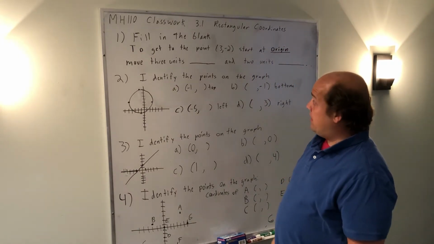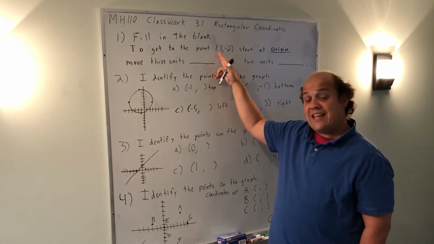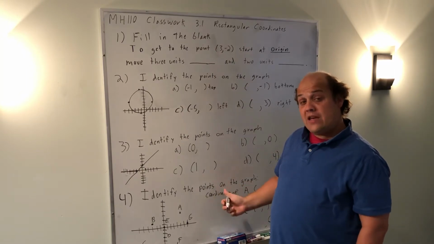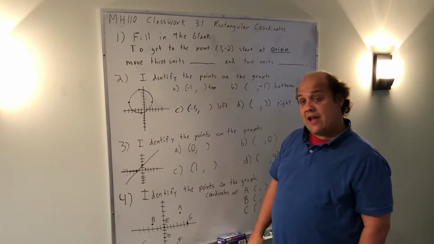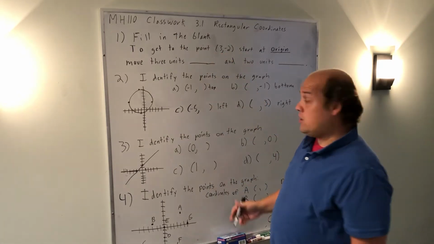Move 3 units. Because 3 is the first coordinate, it's the x-coordinate that tells us left and right. If it's a positive number, we move to the right. If it's a negative number, we move to the left. In this case, I'm showing a positive 3. That's a movement to the right.